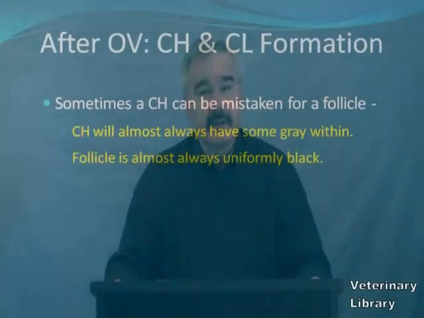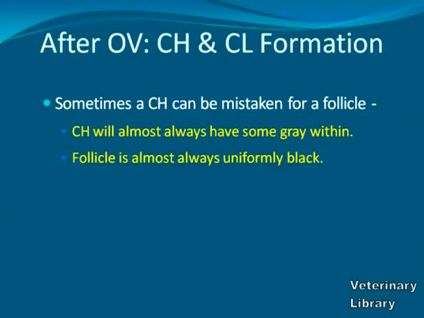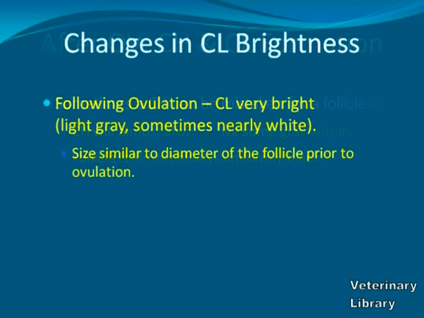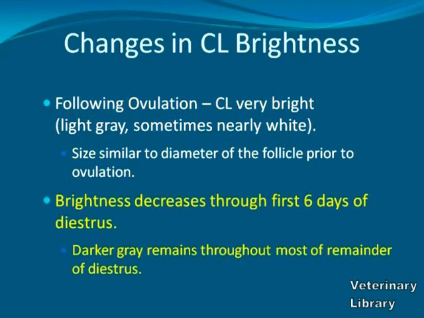Sometimes a CH can be mistaken for a follicle, but when both are imaged clearly on the screen, a CH will almost always have some gray within, while a follicle is almost always uniformly black. The brightness of a CL will change throughout diestrus. Following ovulation, the CL is very bright, appearing a light shade of gray and sometimes nearly white. The size of the CL is very similar to the size of the follicle prior to ovulation.